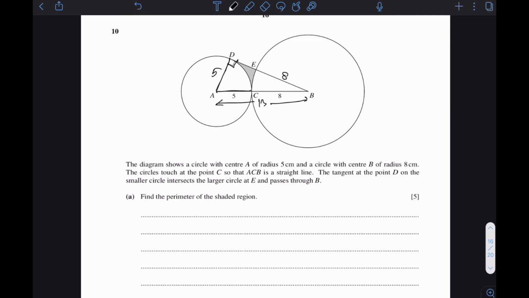So this is A, and opposite, adjacent is hypotenuse since this is 90 degrees. Okay, so we can write cos A equals 5 by 13. So A equals cos inverse 5 by 13.